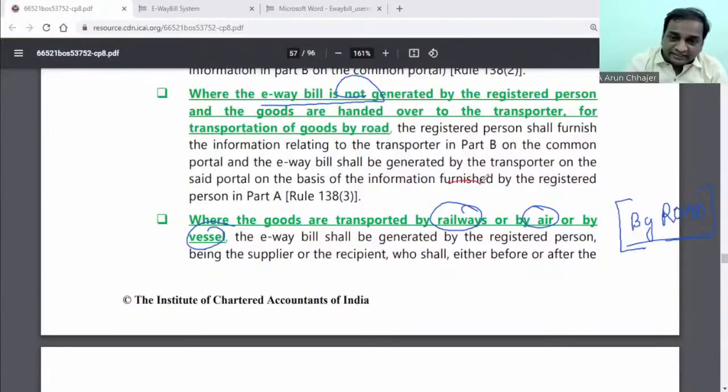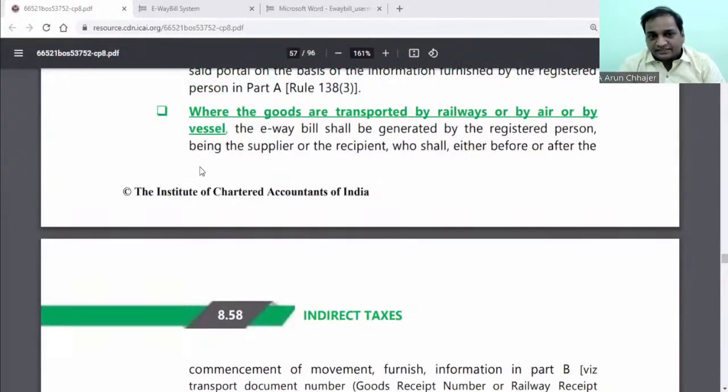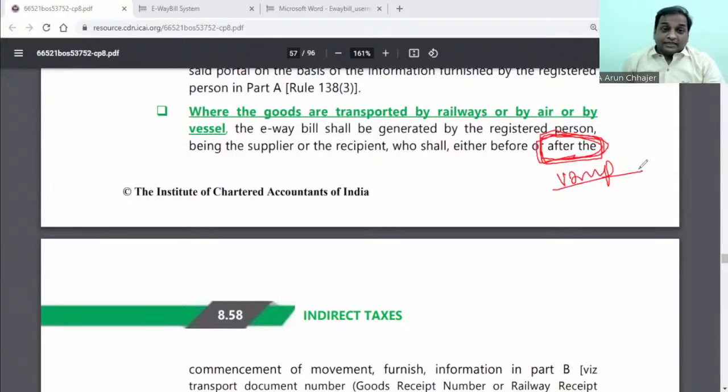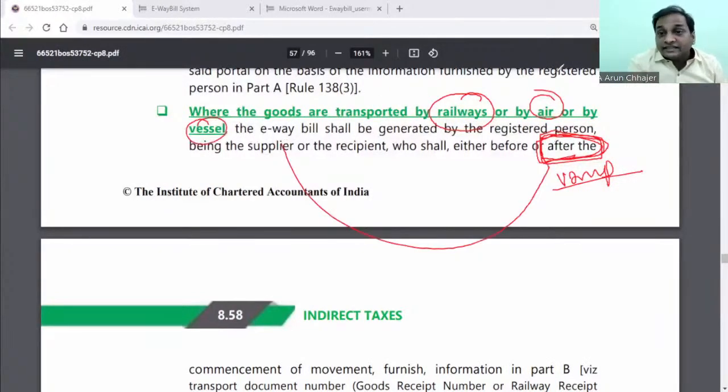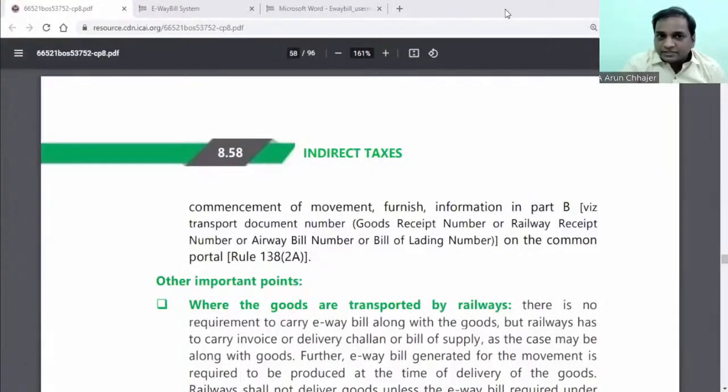What is the difference in case of the railway or by air or by vessel? They are saying the e-way bill shall be generated by the registered person, being the supplier, or by the recipient, either before or after the commencement of the movement. This is the exception, that if the goods are being moved by railway, by air or by vessel, then it can be filled even after the commencement of the movement. Furnish the information in the part B.